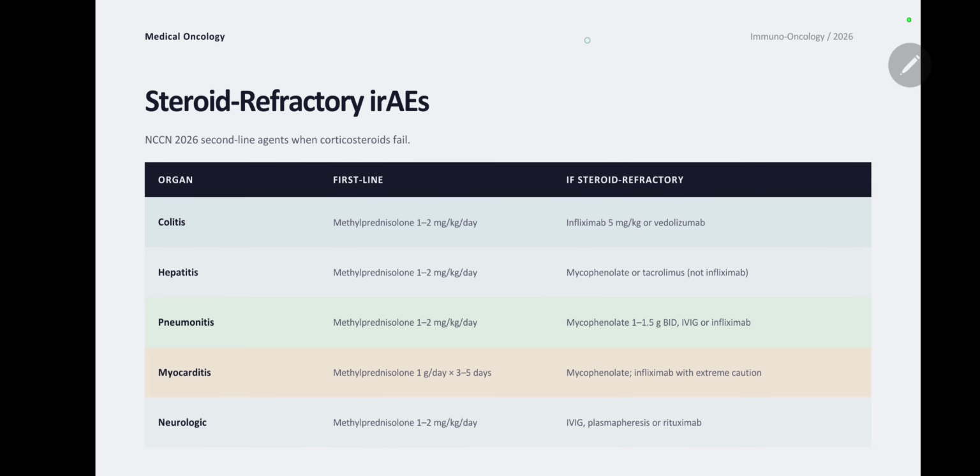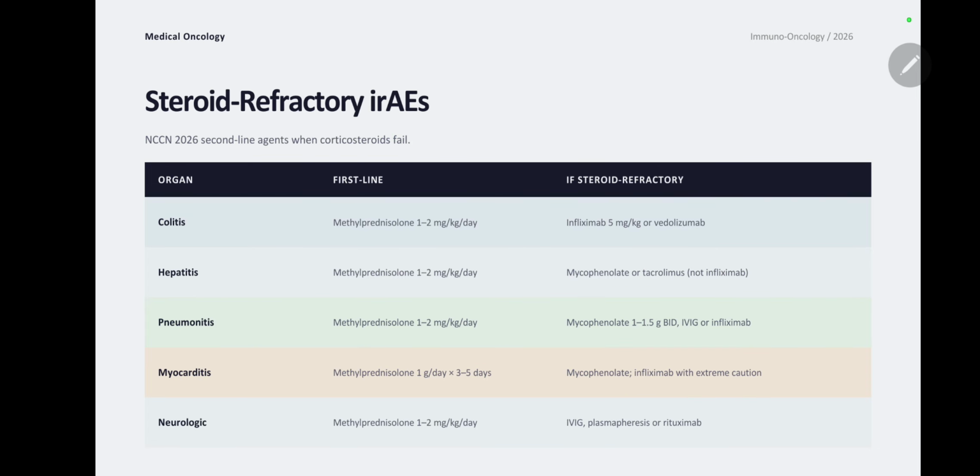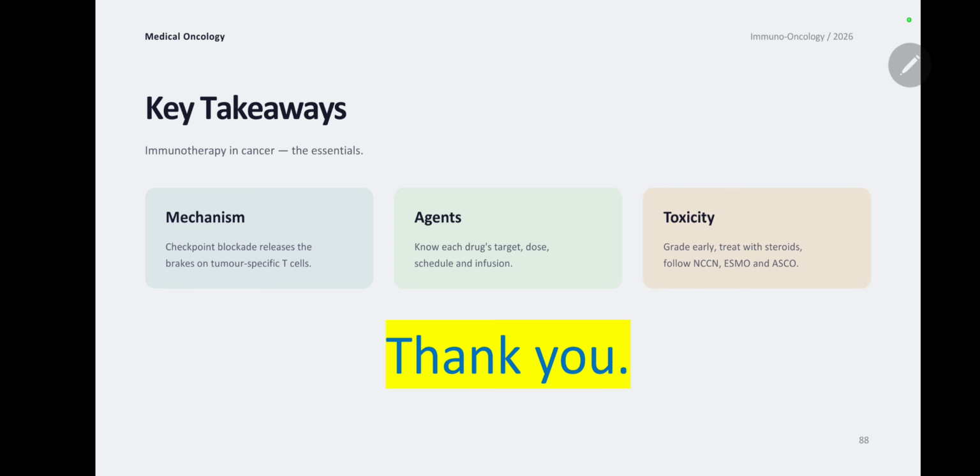One important topic is steroid refractory immune therapy related adverse events, like colitis, hepatitis, pneumonitis, myocarditis. In hepatitis, we use mycophenolate. In other sites, we use infliximab, mycophenolate, and this type of agents. Neurologically, we use plasmapheresis, and sometimes rituximab also. So after the discussion of this, some other important things are to be discussed.